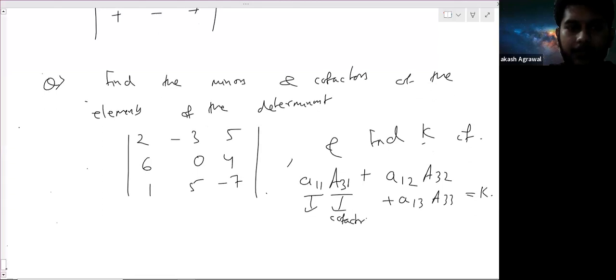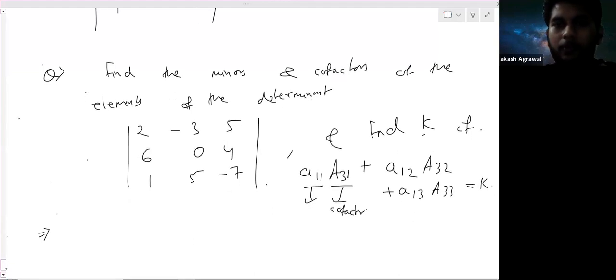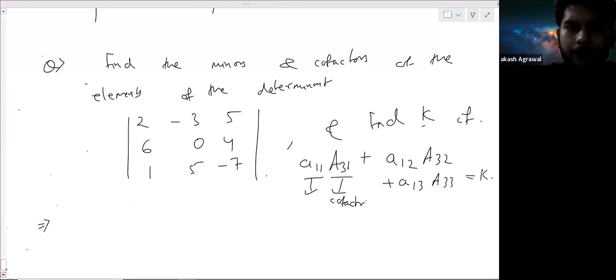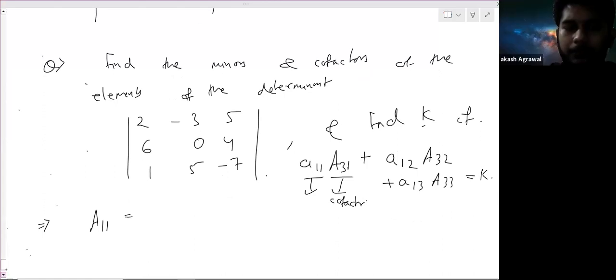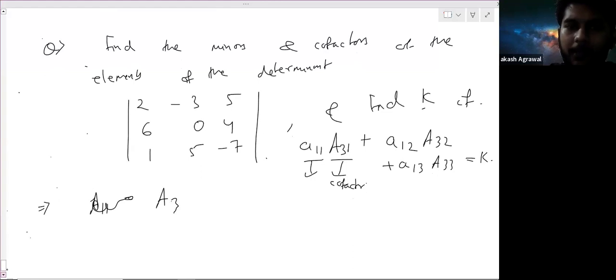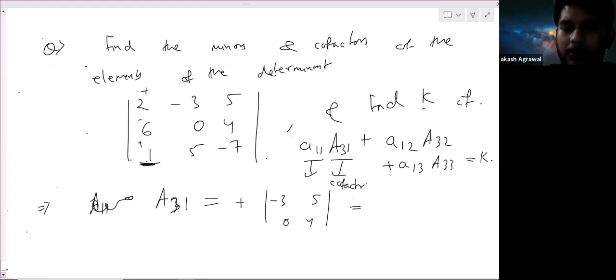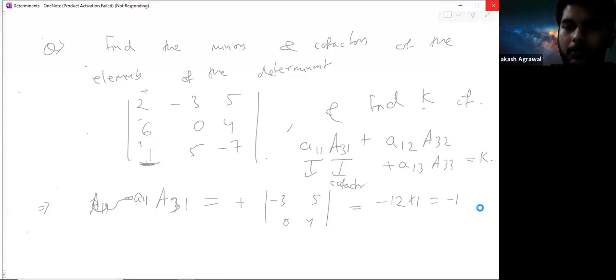Please find the correct answer. Or do I need to solve this? Everyone remembers how to find cofactors? What is the value? A31. Okay, let me find it. You can find the rest. A31 means third row, first column. So cofactor of 1. So you know, plus, minus, plus. So this is plus, determinant of minus 3, 5, 0, 4. Yes or no? So this is minus 12 minus 0. So minus 12. And if I multiply A11 with this, so we'll have minus 12.